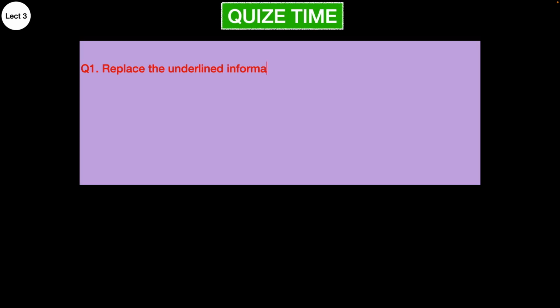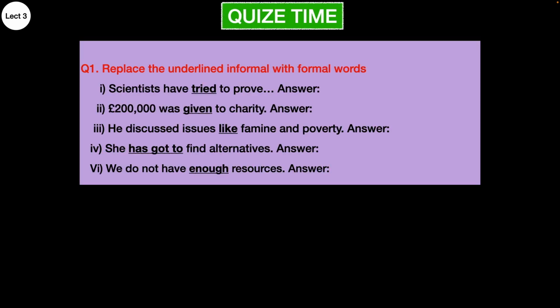Okay, the quiz time. Please pause the video and replace the underlined informal with formal words. All these are informal words: tried, given, like, has got to, enough. Replace them with formal words. Pause the video and do it, please. I hope you got it.